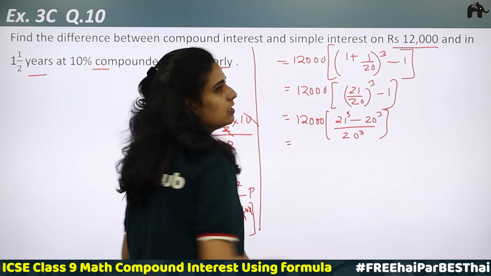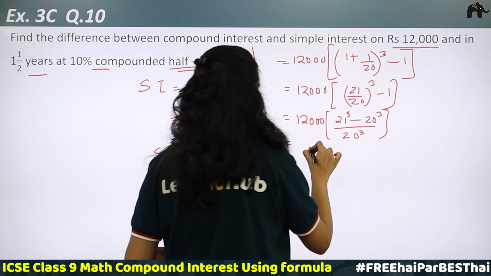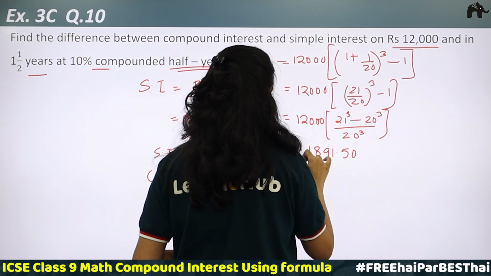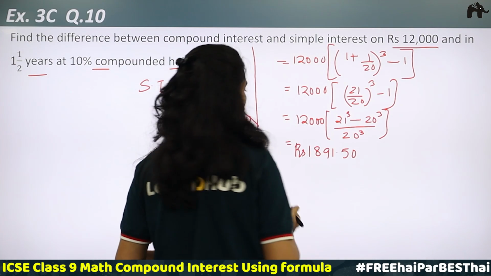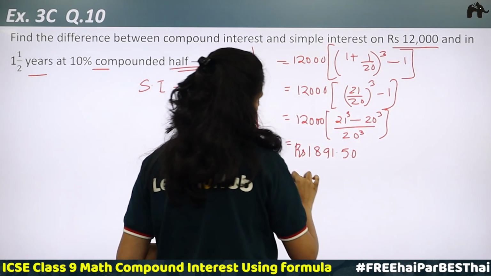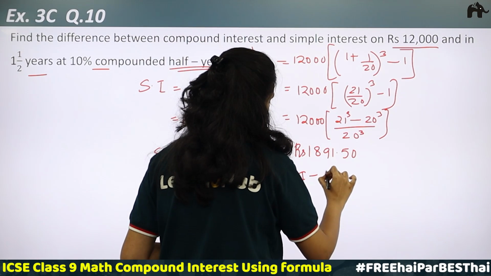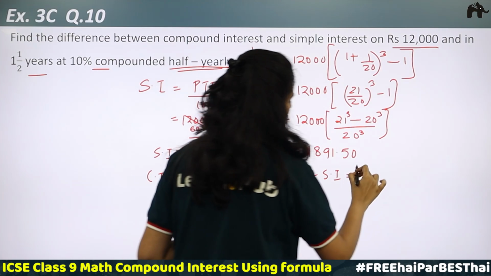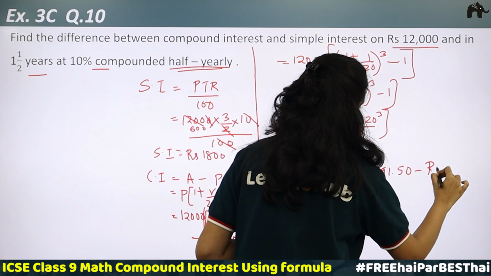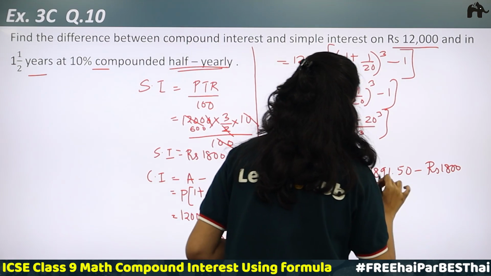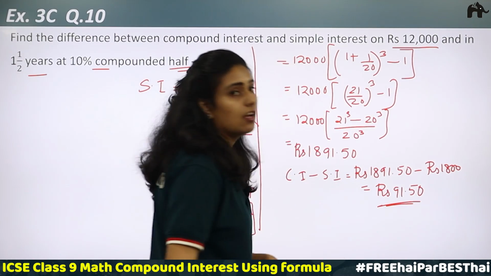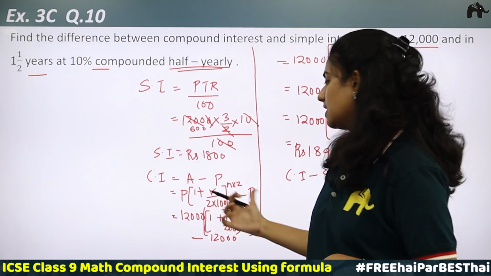So when you calculate this, you will be getting 1891.50. So this is the compound interest, rupees 1891.50. Now we can easily find the difference. Compound interest minus simple interest is equal to rupees 1891.50 minus rupees 1800, which is equal to rupees 91.50. So this is the difference of the compound interest and simple interest.